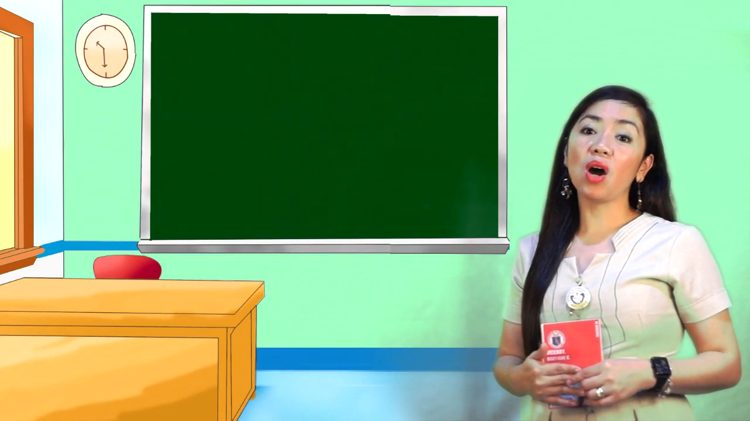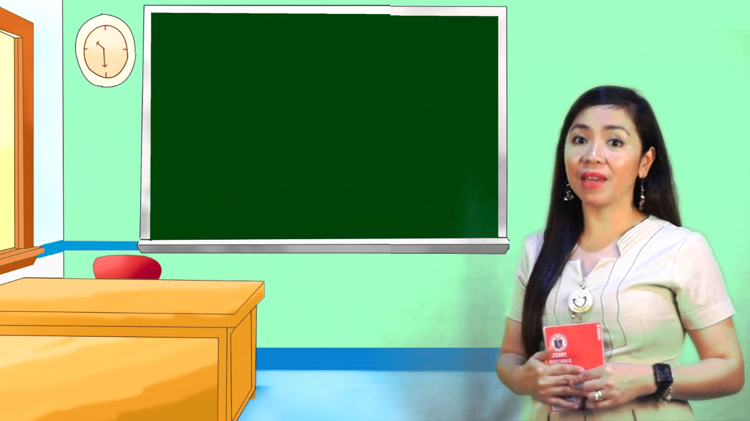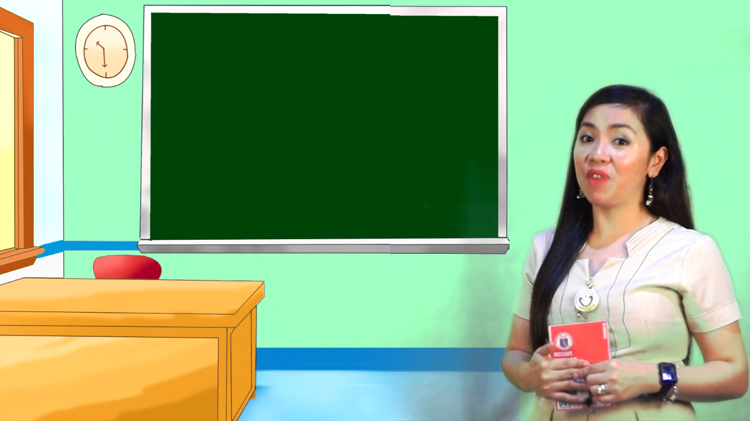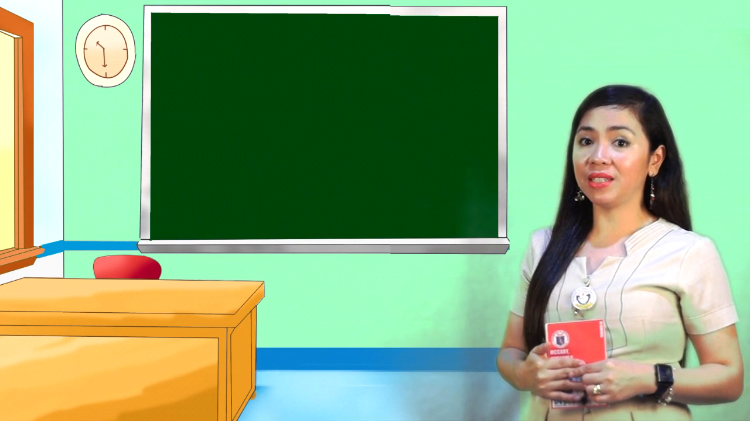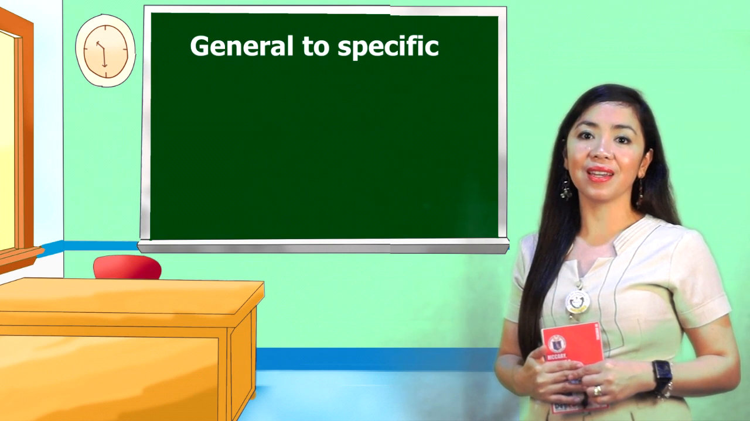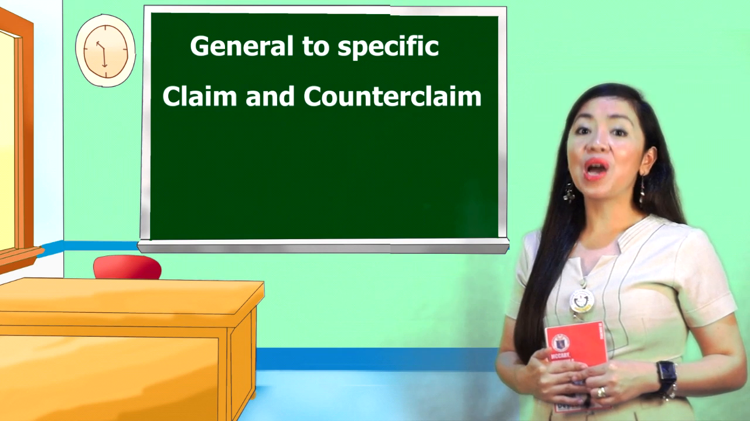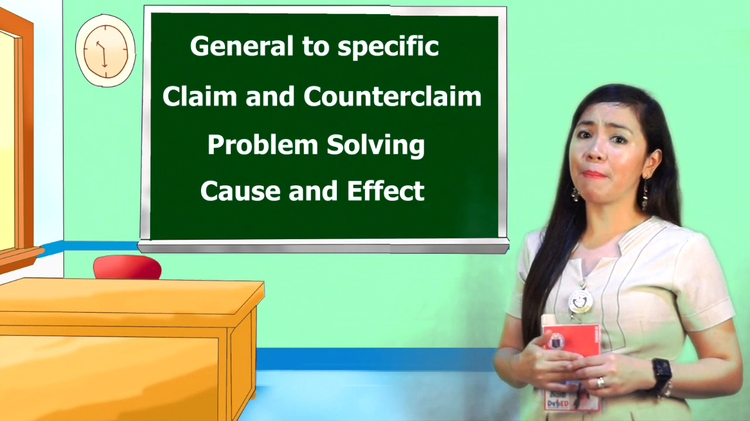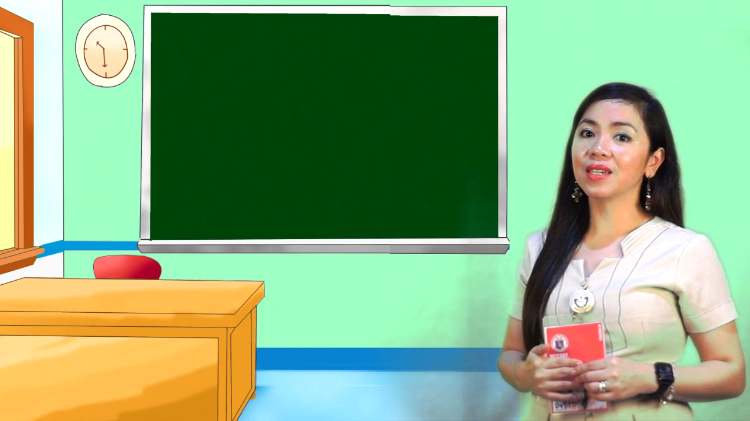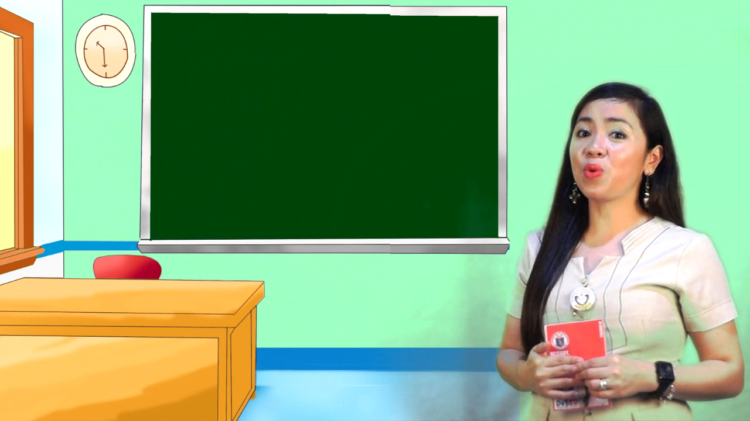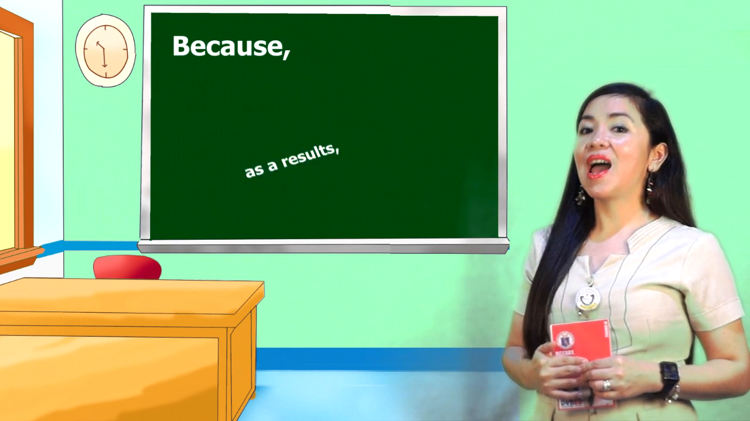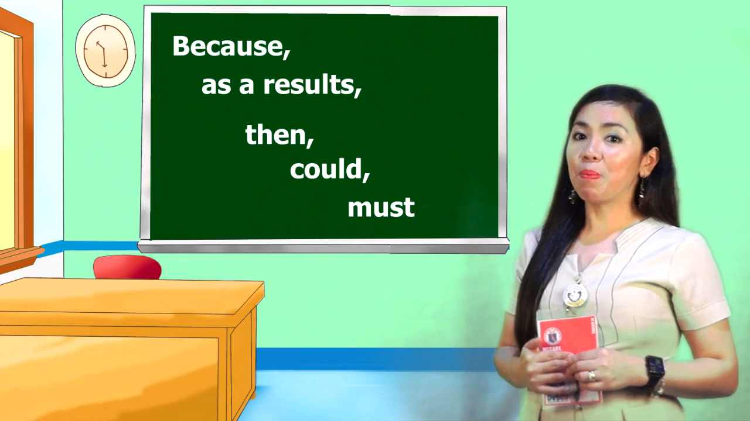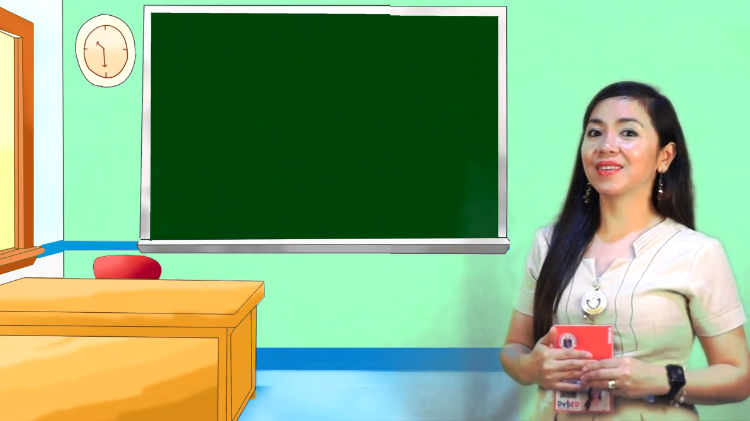Last time, we talked about the use of appropriate grammatical signals or expression suitable to each pattern of idea development, such as developing your ideas from general to specific, claim to counterclaim, problem to solution, and cause and effects. Can you still remember those grammatical signals? Okay, to name a few we have because, as a result, then, could, must, and so many more.